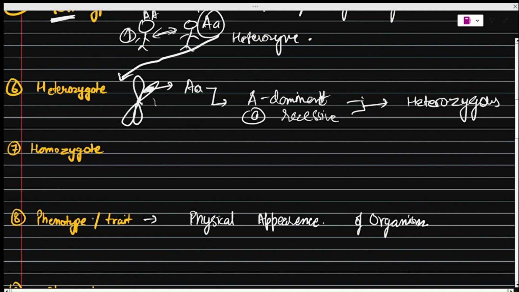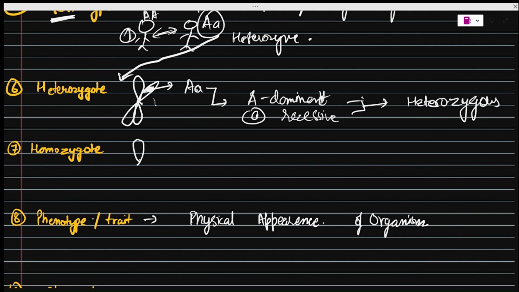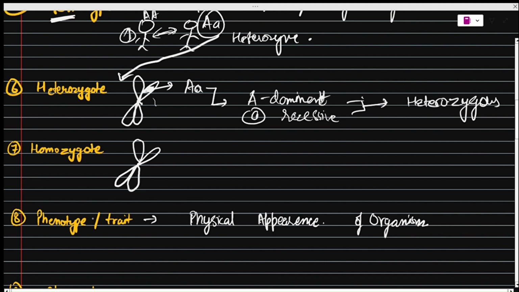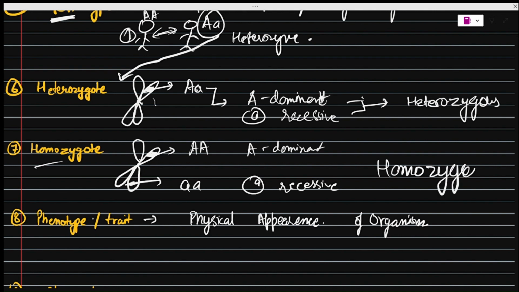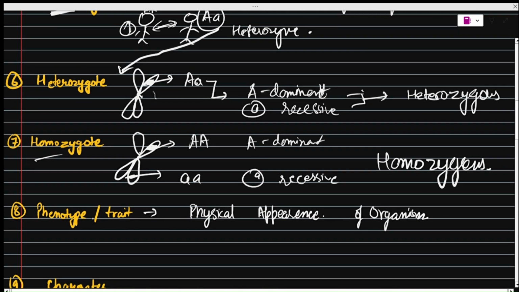And if we talk about homozygous, then you can say that at a particular locus, again I'm drawing this locus, it contains the same alleles like this, AA, both are dominant. And if I draw another locus here, then this contains, let us say, small a small a, which is pure recessive. So that's why we are calling it homozygous, or homozygote.